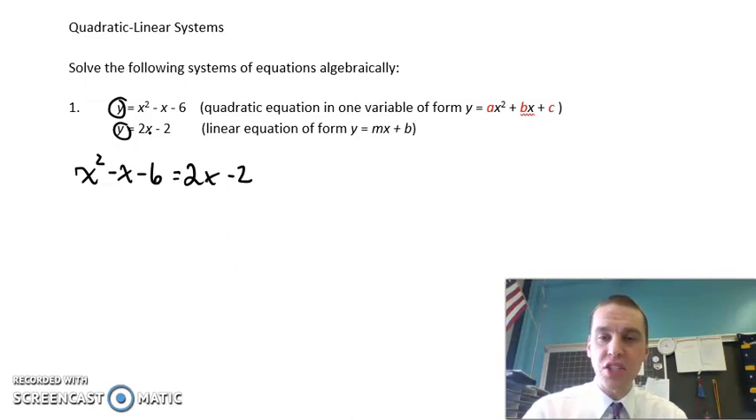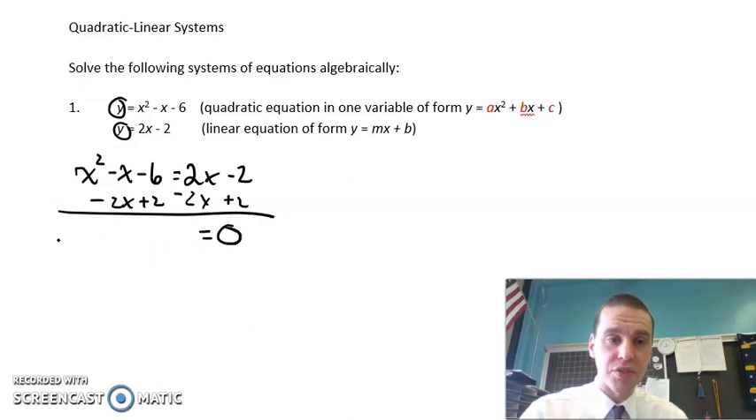When you look at this, it should look very familiar. There's nothing new here. You have an x squared and an x, so it's a quadratic. You're solving it. You have to set it equal to 0, factor, or use the quadratic formula. To set it equal to 0, we subtract 2x and add the 2. We get 0 equals x squared minus 3x minus 4.